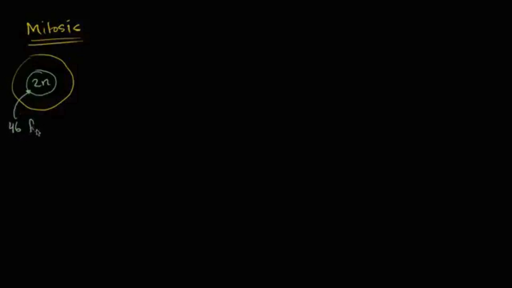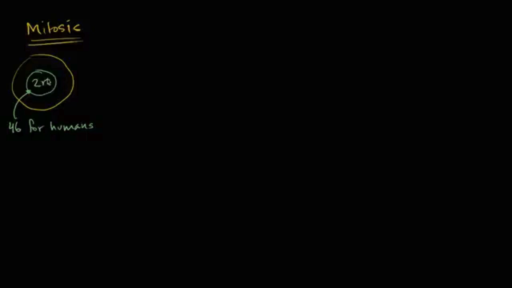46 for humans. You get 23 chromosomes from your mother, 23 chromosomes from your father, or you could say you have 23 homologous pairs, which leads to 46 chromosomes.